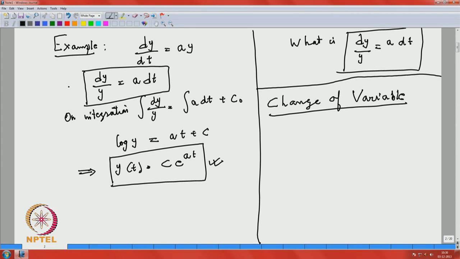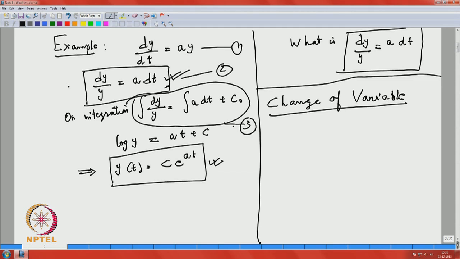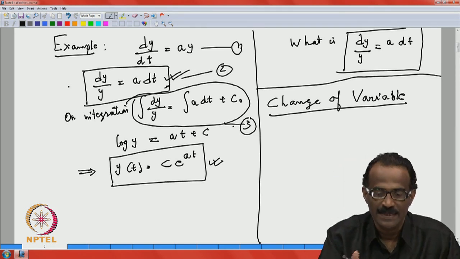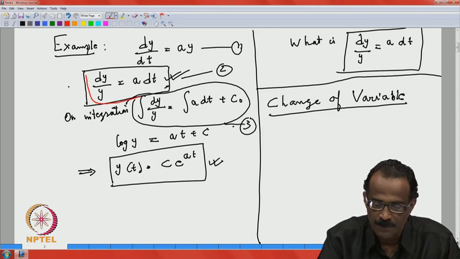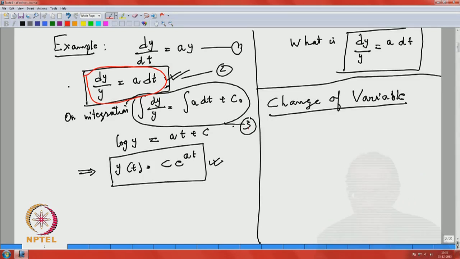So what I am trying to say is that when you recall the first example, when you write this one, this is only a symbolic representation of this fact. As such, this has no meaning. So you have an expression 1, an expression 2, and an expression 3. What I am saying is that 1 and 3 have meanings, 2 is only a representation of the fact 3. What you really need to prove is to derive 3 from 1, and this part here, dy by dt equal to g prime, you have to view it as a step to represent 3, and this is given by the change of variable formula.